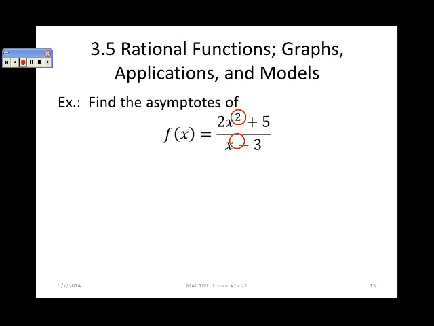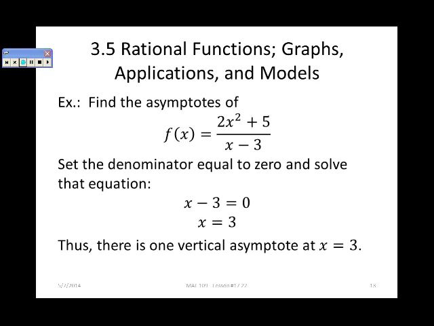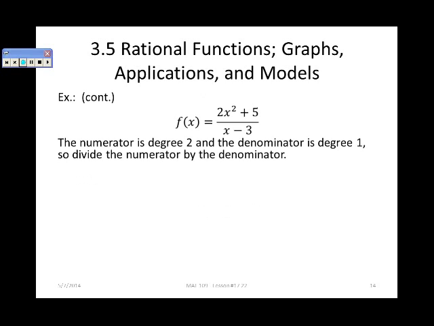So this is exactly 1 more. That means we have an oblique asymptote. So we actually have to do this division. Well, here's the stuff about the vertical. There's our one vertical one. Now we're looking at the non-vertical. So divide the numerator by the denominator.